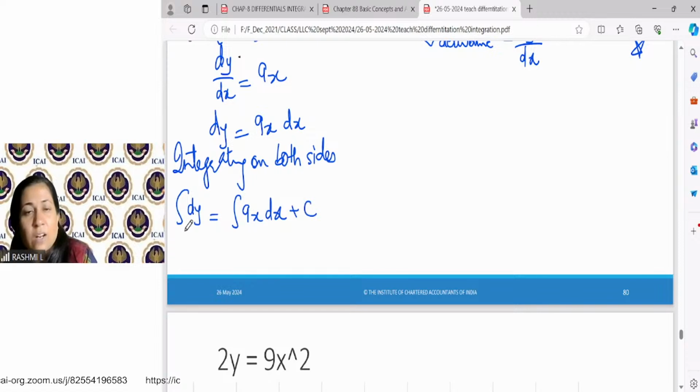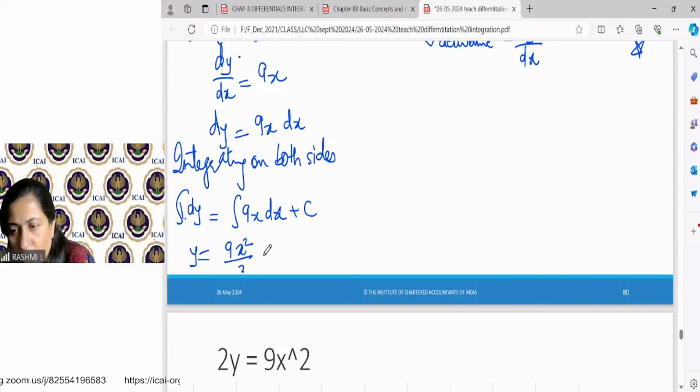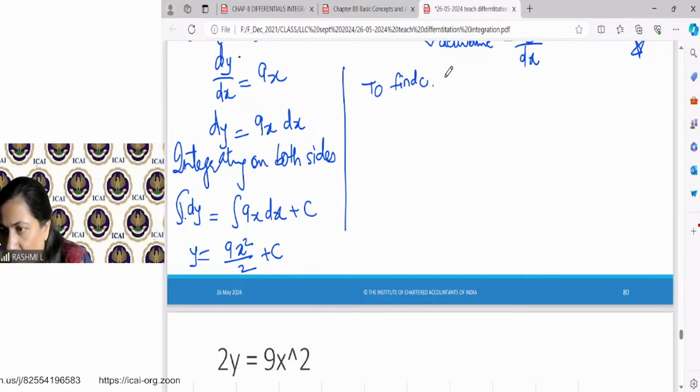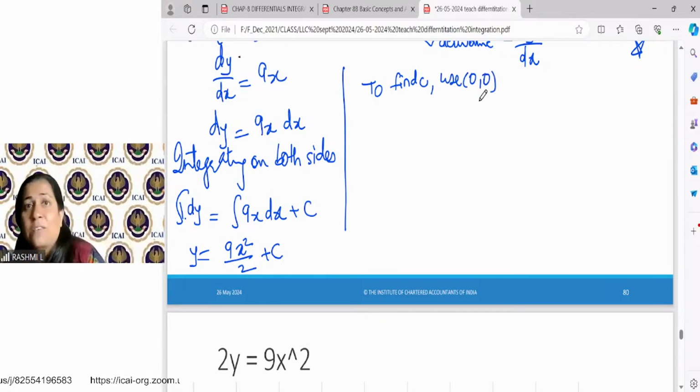Integral of 1 dy will be equal to y. Integral of 9x dx will be equal to 9x square upon 2 plus c. Now, how do I find the c? To find c, use 0, 0. Why am I using 0, 0? Because they have given me that the curve is passing through origin.